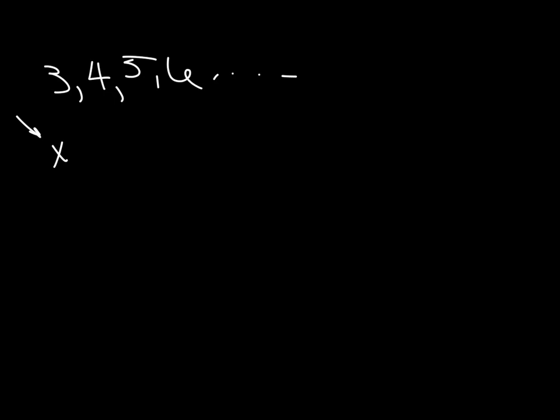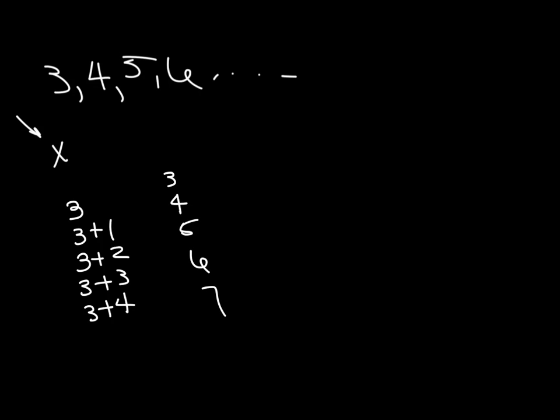So let's say that we have a number 3. What's the next number? 4. But if I were to relate it to this 3, how would I get to 4? I would say 3 plus 1 is 4. So the first number is 3, the second number would be 3 plus 1, right? The next one would be 3 plus 2, 3 plus 3, 3 plus 4, etc. And this would give me 3, 4, 5, 6, 7. So instead of writing 3, 4, 5, 6, 7, I could write 3, 3 plus 1, 3 plus 2, 3 plus 3, 3 plus 4.